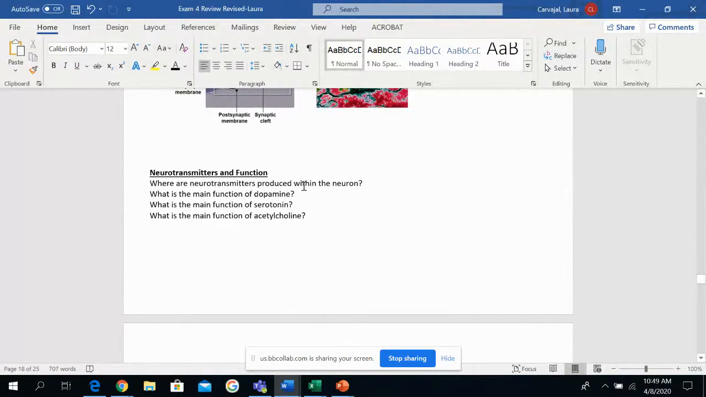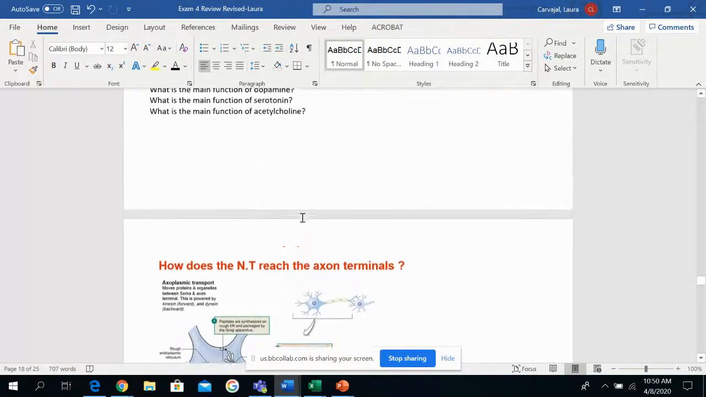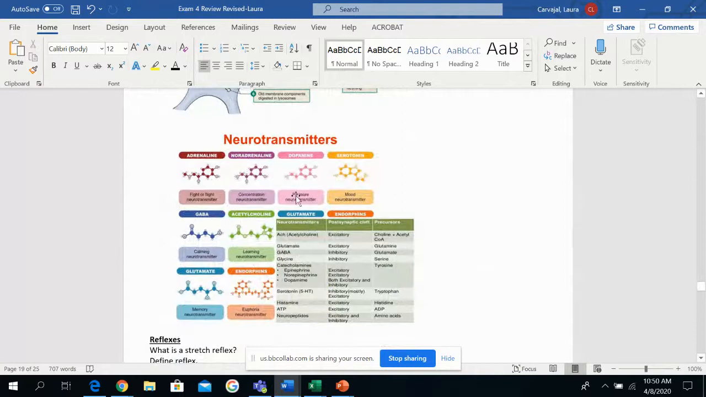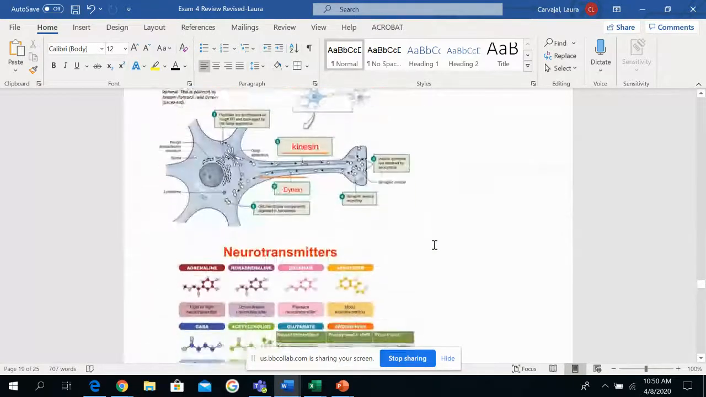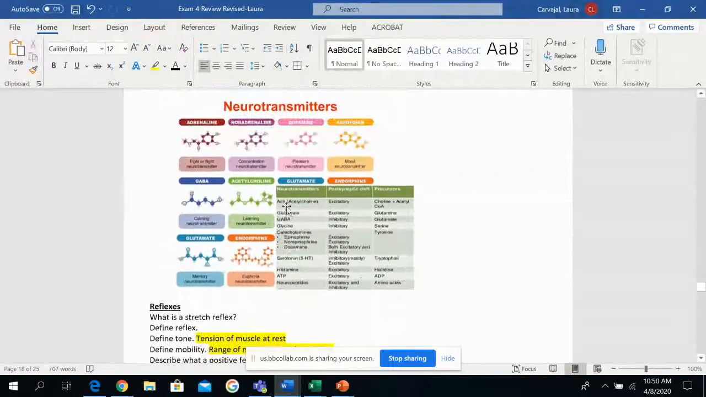So where are the neurotransmitters produced? Within the neuron. They're produced right here in the rough or smooth ER, depending on whether they're hydrophobic, which means water hating, or water loving. It depends. What is the main function of dopamine? This is the pleasure neurotransmitter. What's the main function of serotonin? It's the mood neurotransmitter. And acetylcholine. Acetylcholine is used for excitatory functions. So for muscle contraction, which we went over last week, that's what acetylcholine is used for. Also, acetylcholine is a learning neurotransmitter. For those of you who didn't know, like me, I didn't know.